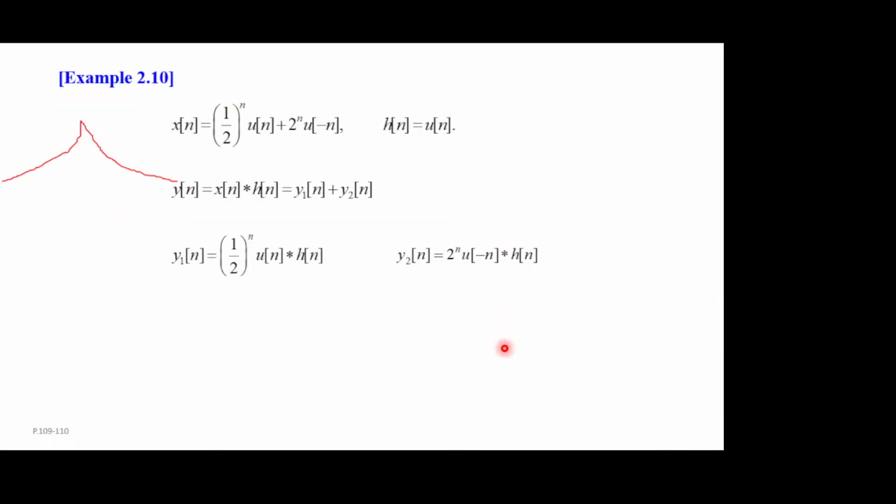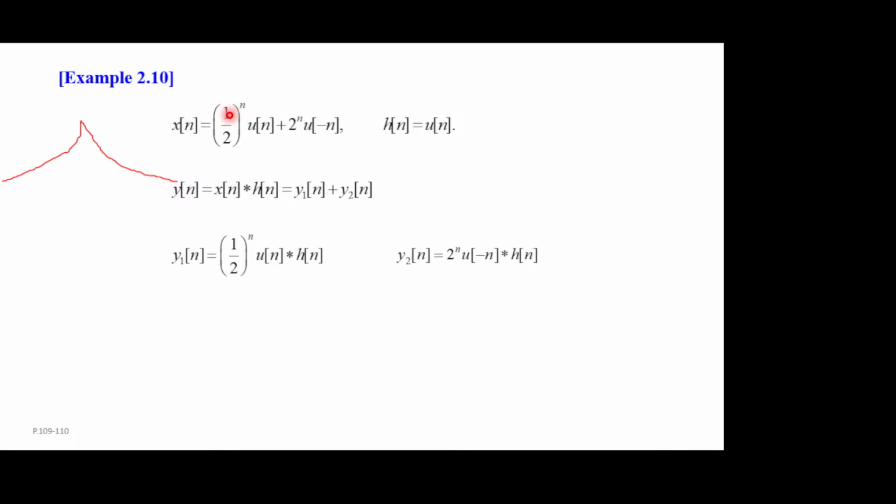Here's an example where we don't go through all the detail. Say our x has an exponentially decaying part to positive, 2 to the n u of n, plus another part decaying to negative, 2 to the n u of negative n, and h equals u of n. We want to calculate the output now, because x has 2 parts. We can actually just do this with linearity.